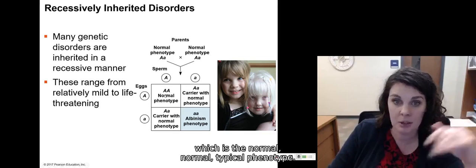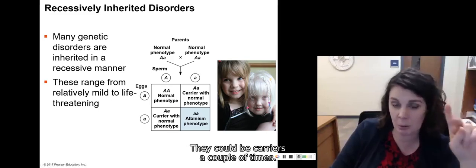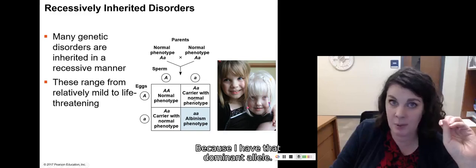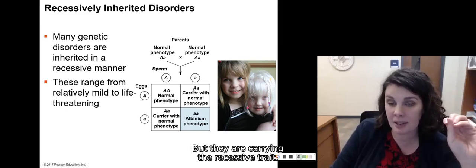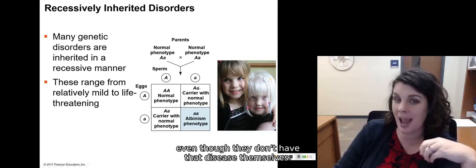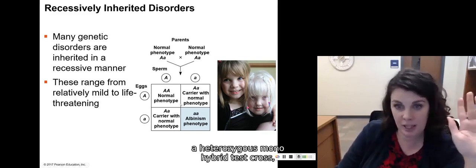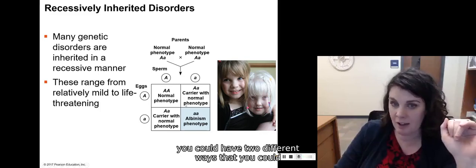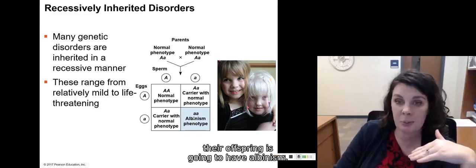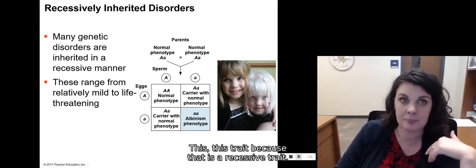Their children can either have two copies of the dominant allele, which is the normal typical phenotype. They could be carriers. So I've said that word a couple of times. A carrier is a person who has a normal phenotype because they have that dominant allele, but they are carrying the recessive trait. So they could pass on that disease to future generations even though they don't have that disease themselves. So you can see two different ways that in a heterozygous monohybrid test cross, you could create a carrier. And then 1 in 4 of their offspring is going to have albinism, this trait, because that is a recessive trait.